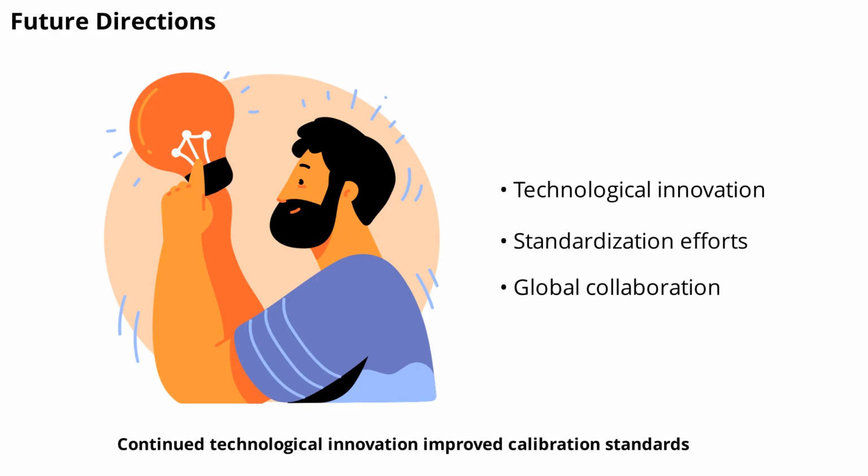Continued technological innovation, improved calibration standards, and the integration of big data and machine learning will enhance our ability to measure and understand physical activity. Collaboration between researchers, technologists, and public health professionals is key to developing standardized, accessible tools that can be used globally. The ultimate goal is to provide accurate, actionable data to improve health outcomes for all.